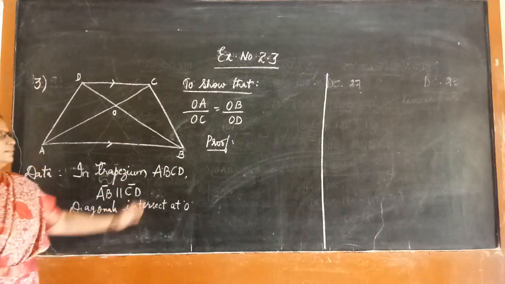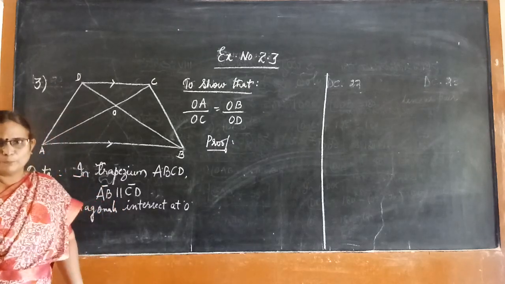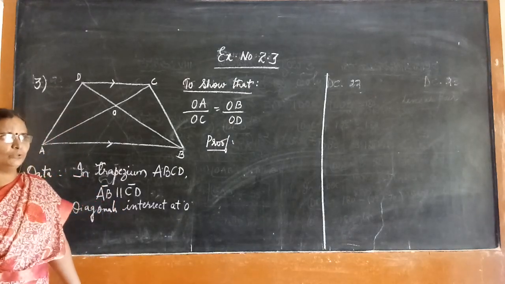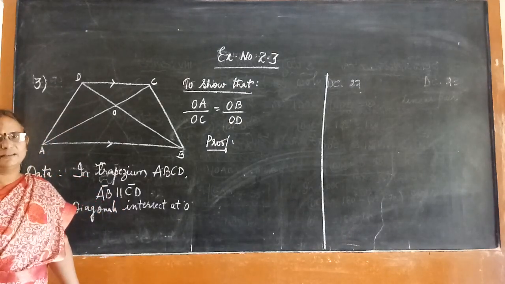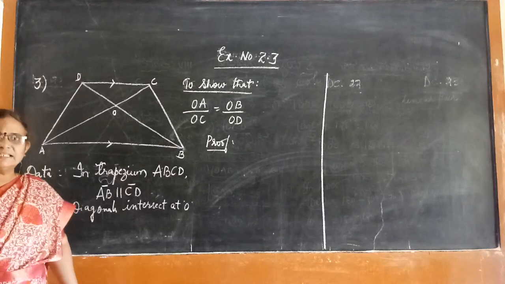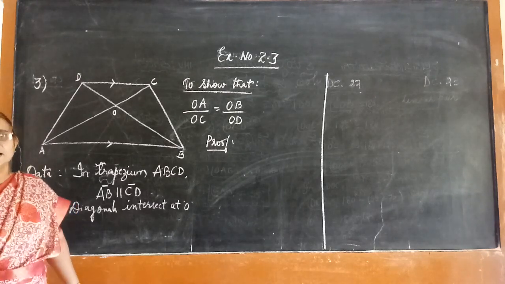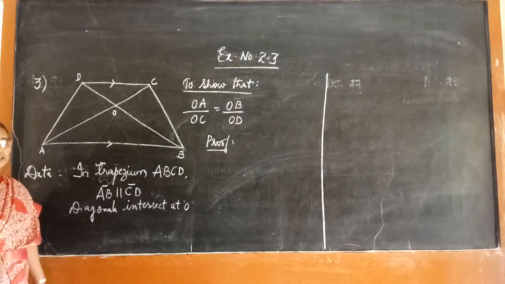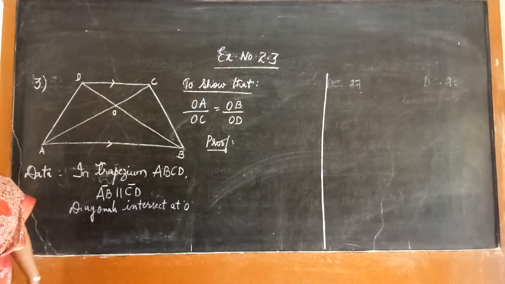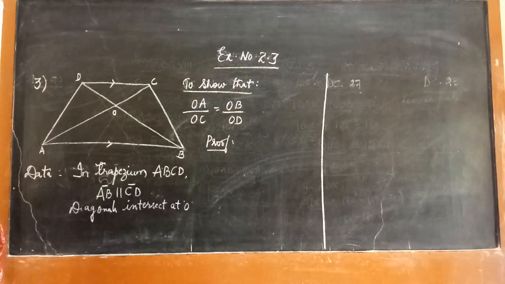If it is similar, then the corresponding sides are proportional. It is a must to show the triangles are equiangular. Then you can say it is similar. If it is similar, then the corresponding sides are proportional. This is the first step you have to follow whenever you solve similar triangles problems.